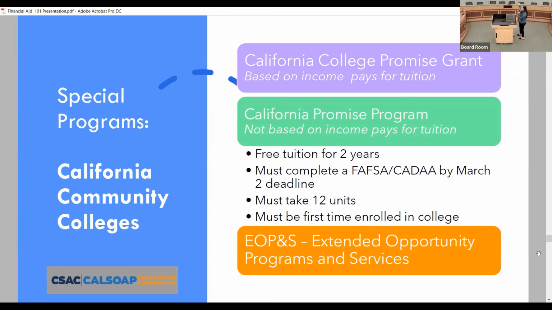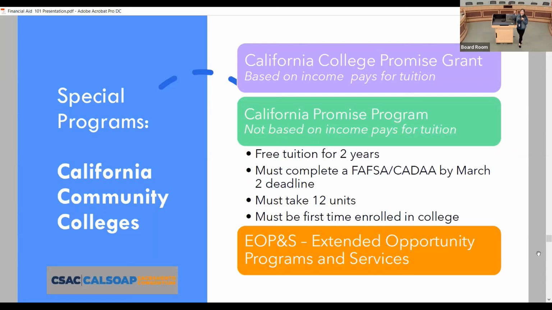I have to make sure that I complete my FAFSA or CADAA by March 2nd. So if you do it by Halloween, you're meeting that deadline. I have to take at least 12 units. In high school they're called credits, and in college they're called units. In high school, each class, each semester is 5 credits. In college, each class, each semester is like 3 to 4 or 5 credits. So 12 units is usually 3 to 4 classes. Most students in high school are taking 6 or 7 classes.